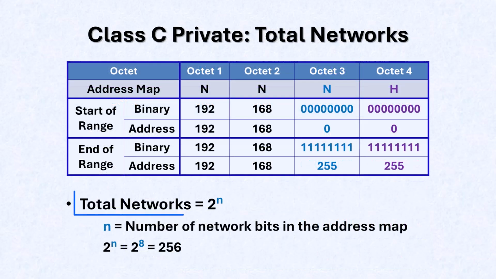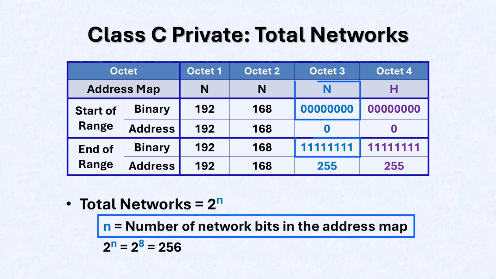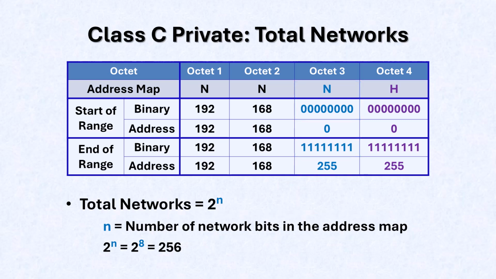Recall, to get the total number of networks, use the formula 2 to the n, where n is the number of network bits in the address map. This means that without subnetting, the total number of networks possible in the Class C private IPv4 address space is 2 to the 8th, or 256. Recall the first 16 bits are frozen and can't be modified.